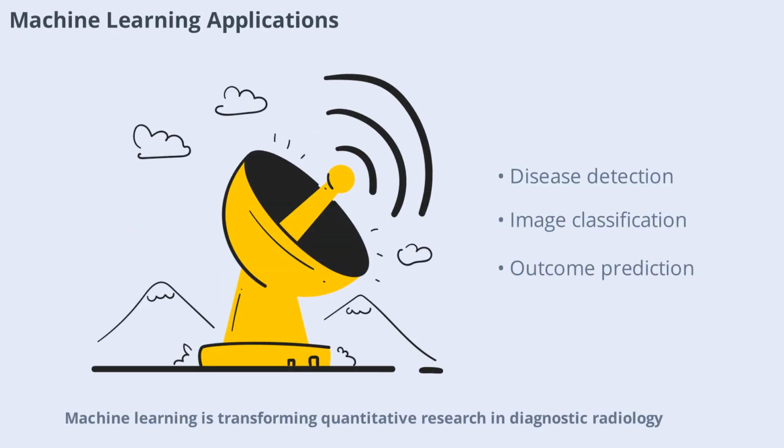Machine learning is transforming quantitative research in diagnostic radiology. By training algorithms on large datasets, researchers can develop models that automatically detect diseases, classify images, and predict outcomes. These tools are especially valuable for analyzing complex imaging data where traditional methods may fall short. As machine learning continues to evolve, its impact on radiology research will only grow.